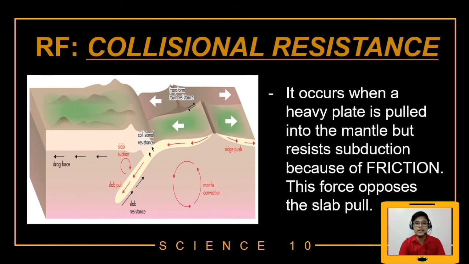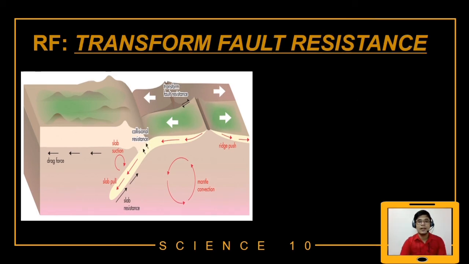The collisional resistance is occurring when a heavy plate is pulled into the mantle but resists subduction because of friction. And this force opposes what we call slab pull. So sa slab pull, pababa sa kanina, di ba? Because of the formation of the subduction zone. Pero here, we have the collisional resistance na magre-resist na mag-form ng subduction zone because there is this what we call friction. Third, we have the transform fault resistance.